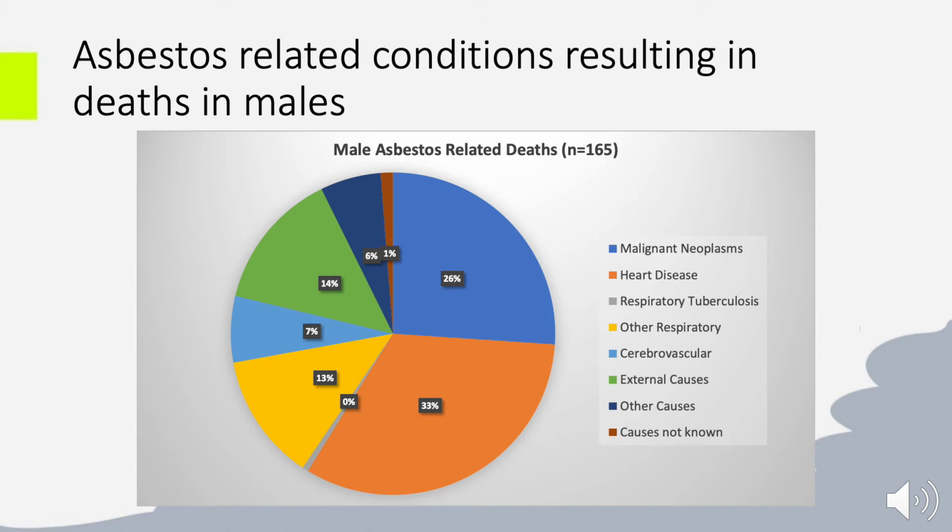The next largest cause of death came from malignant neoplasms. 13% came from other respiratory conditions, and it's important to pay attention to the respiratory conditions as well as the malignant neoplasms, as asbestos primarily attacks the lungs. And one of the most commonly known asbestos-related diseases, mesothelioma, is included in the malignant neoplasm group.